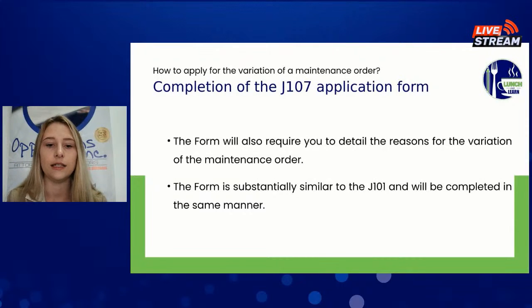The form will require you to detail the reasons for the variation. I've said this, you will also include a statement indicating the reasons why you are applying for this variation order. And as I've said, it's substantially similar to the J101 and will be completed in the same manner. So if you are unsure, please, Mr. Opperman has explained this form in such detail, so beautifully. You can understand it. Go look at that webinar again, and it will guide you through how to complete this form as well. That's why I'm not going over it in today's webinar. There's not enough time to go through the form again. So just go back, drink a tea, and watch through that webinar again, because it is substantially similar.